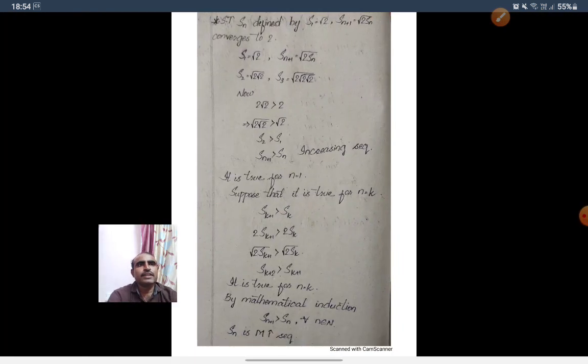Now the sequence Sn is defined by S1 is equal to root 2 and Sn plus 1 is equal to root 2 Sn. This converges to 2.